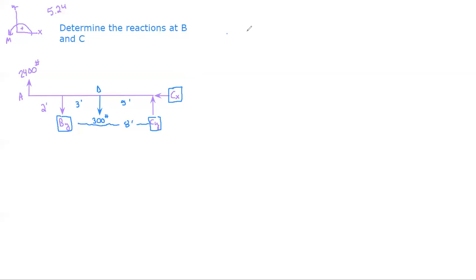I'm going to start with the equilibrium equation for X. Looking at forces in the X direction, there's only one, and that's Cx. If it's at equilibrium, the summation of forces in the X direction is equal to 0. There's only one force in the X direction, which means that force is equal to 0.